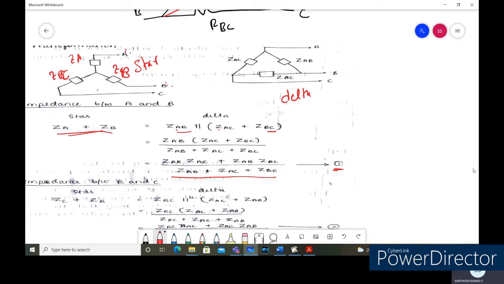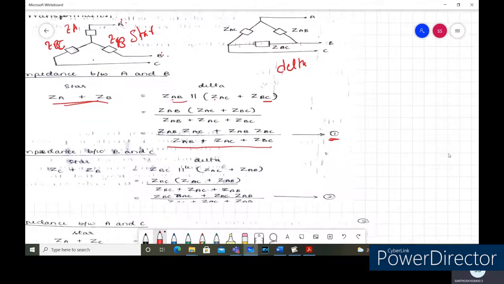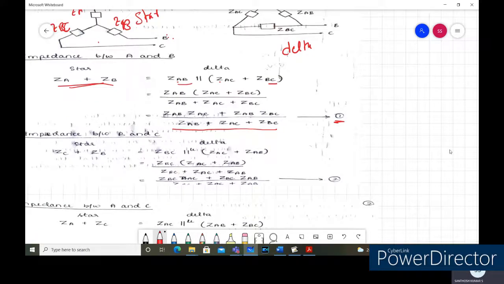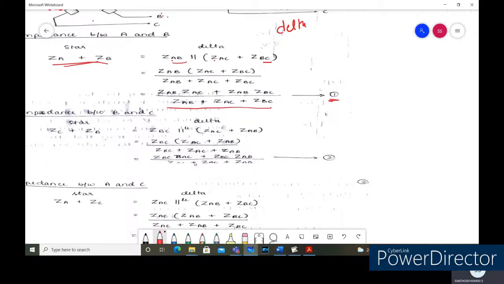Similarly, let us find the impedance between nodes B and C. We are going to assume node A is open circuited. So it is ZB plus ZC here, between node B and node C. Here node A we assume as an open circuit, so ZAC and ZAB come in series, in parallel with ZBC. By simplifying, we got the same set of expressions as here. The denominator remains constant, only the numerator is going to change.